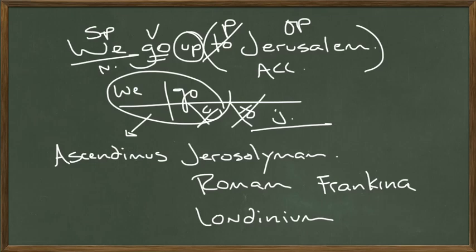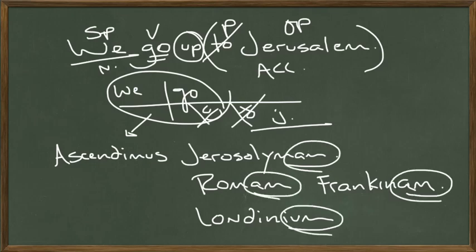Hopefully the people of my town won't have a problem with that. Okay, so we're going up to Franklin. We got to make this accusative. Ascendemus Franklinam. There we go. Okay, they're all accusative though, right? You're headed up to each of these locations. And remember, if you're on your way to a location, accusative.